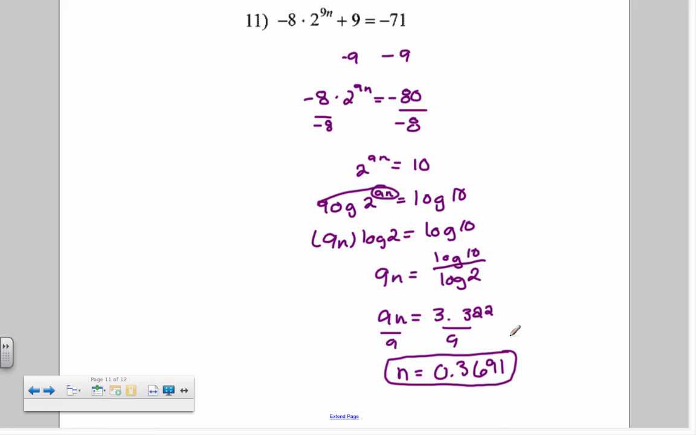So when I can't change my base so that I have a common base, I'm going to need to use logarithms to undo an exponential.